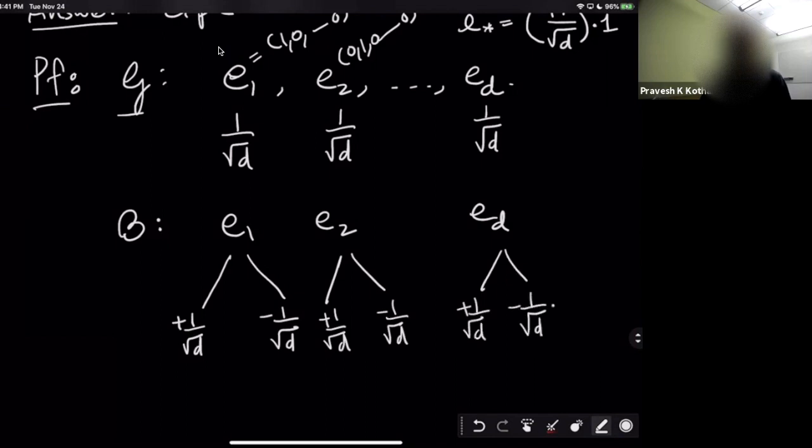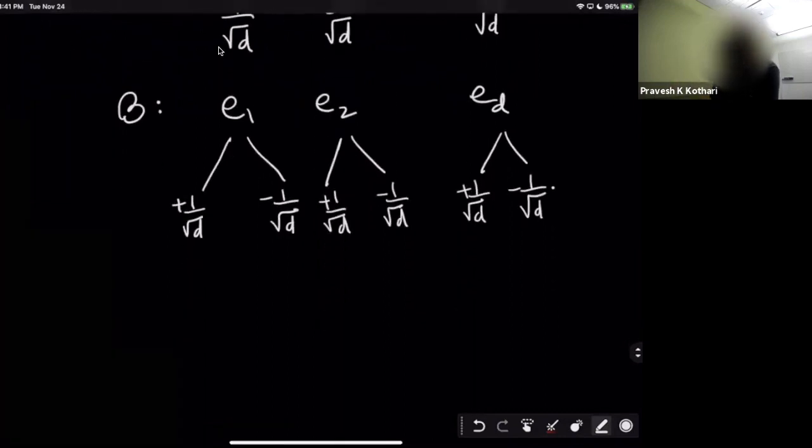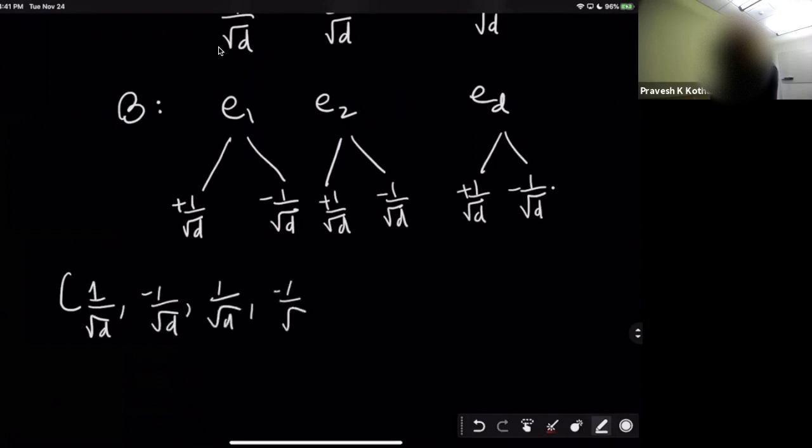And why is this a good idea? Why is this creating a very bad situation for us? Well, I claim that if n is large enough as a function of the dimension, then no matter what plus or minus 1 over root D scaling vector you want, you can create it as a solution here. So how do I do it? Let's say you have a vector plus 1 over root D, minus 1 over root D, plus 1 over root D, minus 1 over root D, and so on. Take an arbitrary vector like this, which is not a solution.